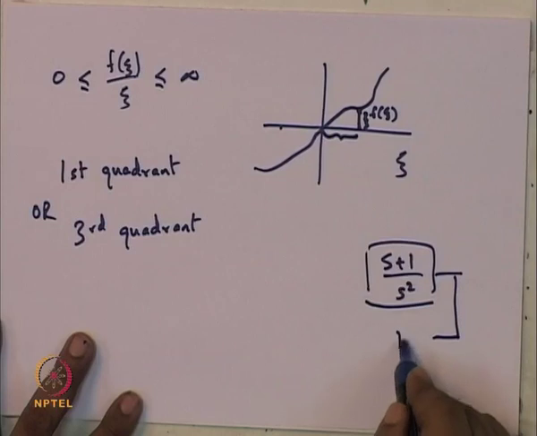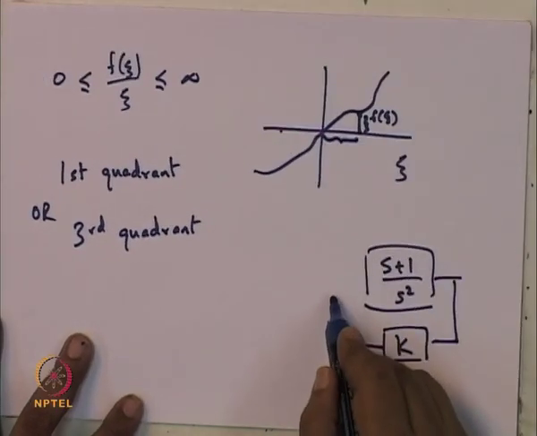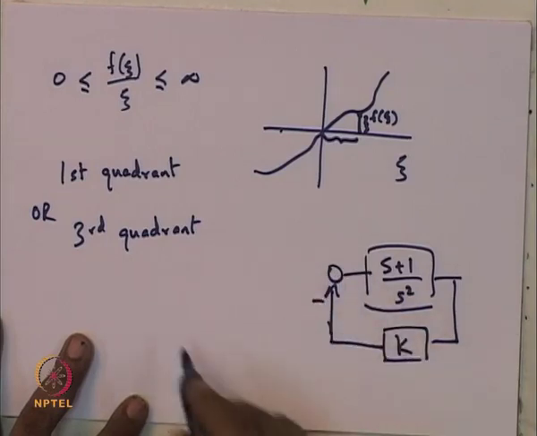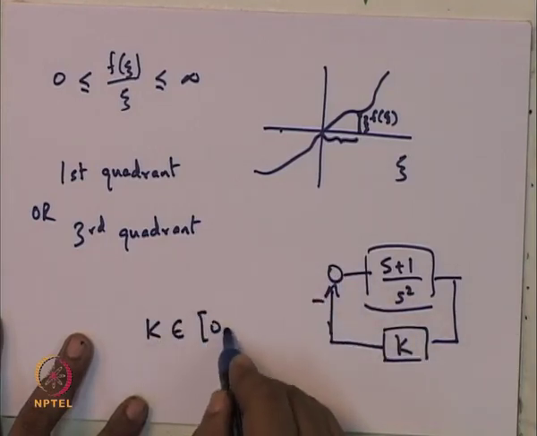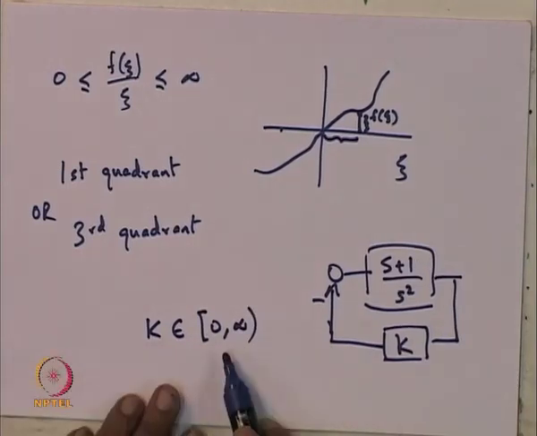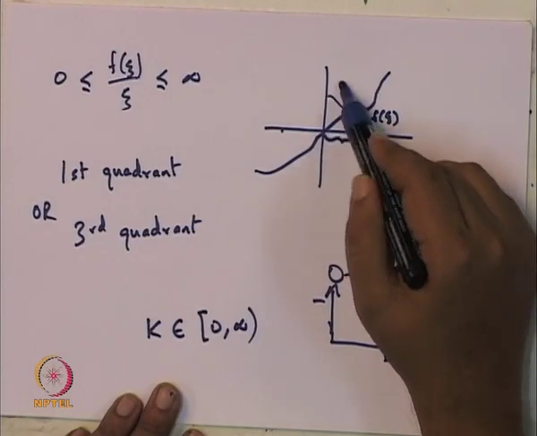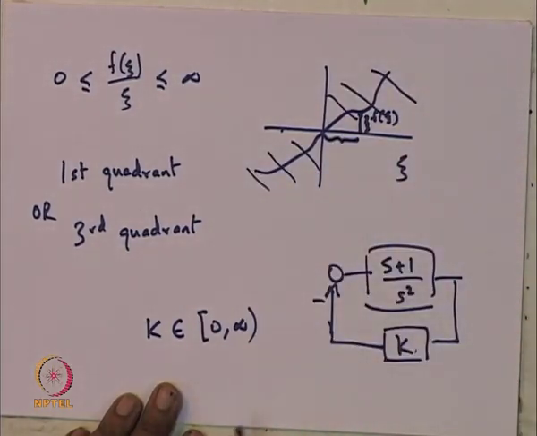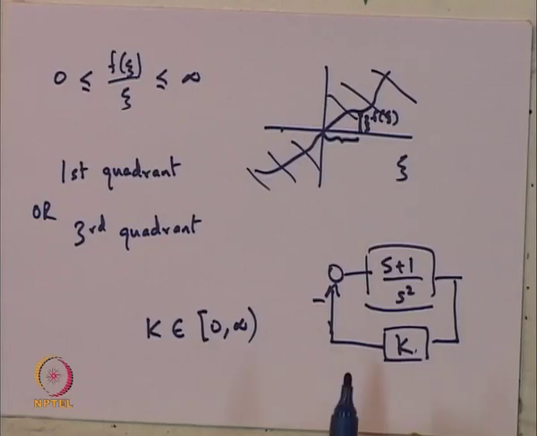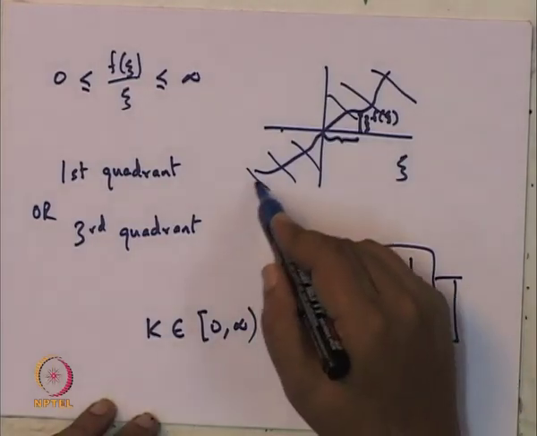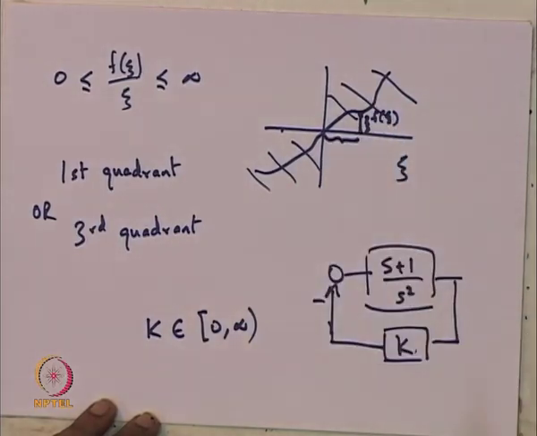When you put this in a feedback connection with this k lying between 0 and infinity, therefore, because this is true, if Eisenman's conjecture were true, and we put in a nonlinearity here whose characteristics lie in the first quadrant and the third quadrant, then the resulting system should be asymptotically stable. Okay. So, now what I am going to do is demonstrate a particular nonlinearity which lies in the first quadrant and the third quadrant, but the resulting system is not stable.